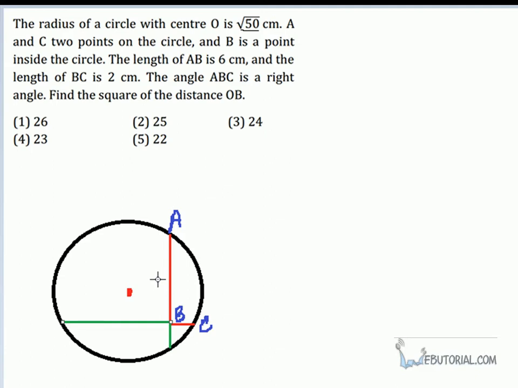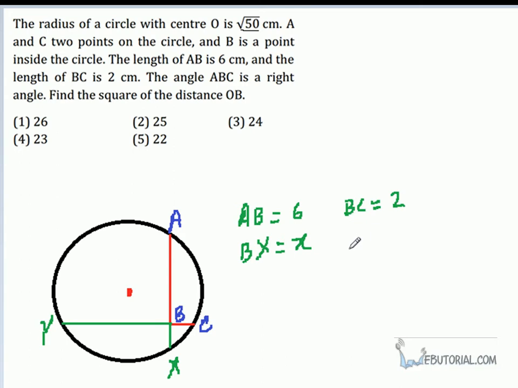Something like this. Let us call these points X and Y. Suppose this is X and this is Y. I'll just write down the basic information over here, and then the problem is pretty simple to solve. As given in the problem, AB is 6, BX is, let us assume it is x, then BC is given as 2, let us assume BY is y.